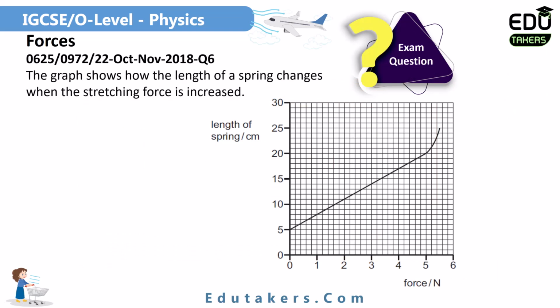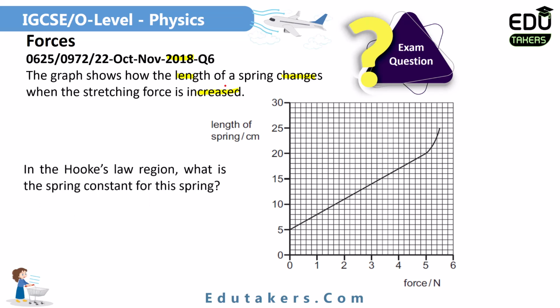Here is an exam question that appeared in October-November 2018. Let's start this. The graph shows how the length of the spring changes, means the extension, when the stretching force is increased. When you apply the force, then how the length of the spring changes is basically shown by this graph. In the Hooke's law region, what is the spring constant for this spring? So basically you have to find out the value of the spring constant.